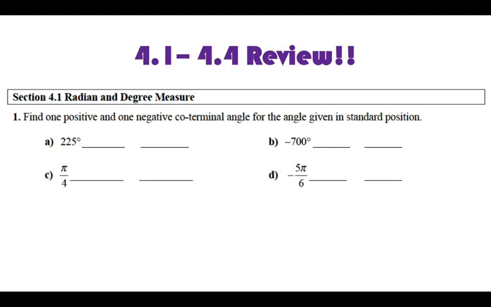So for section 4.1, radian and degree measure, I want to find one positive and one negative coterminal angle for each of the angles given in standard position. For letters A and B, those are in degrees. Anytime you're working with degrees, you are going to add 360 to find a coterminal angle, as well as subtract 360 to find a coterminal angle.